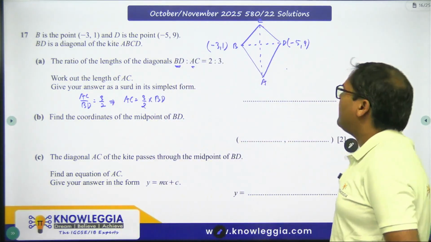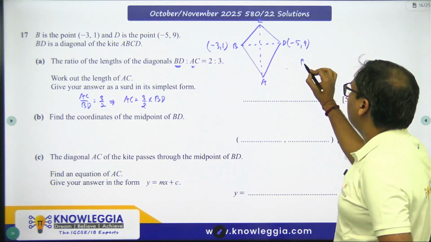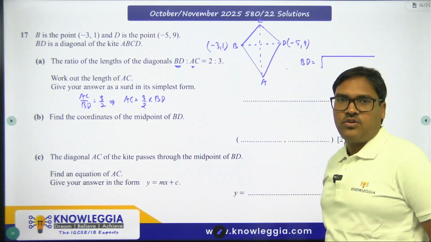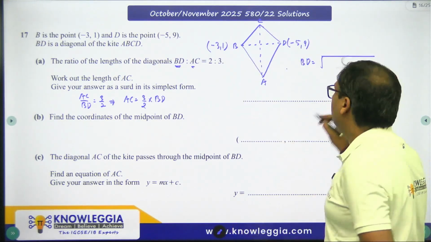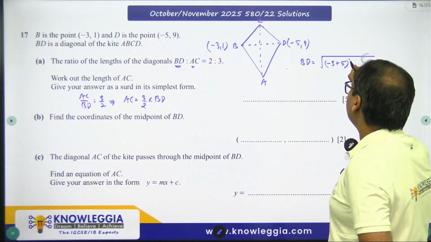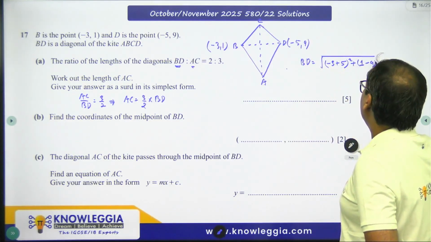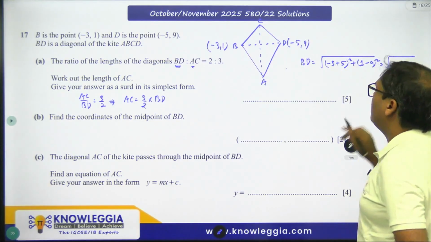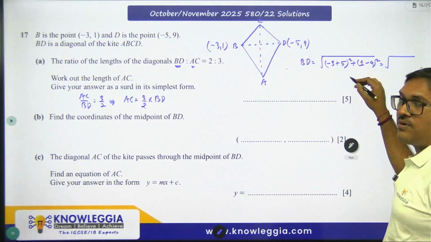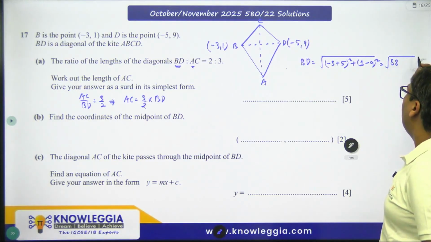Correct? Now how will you get BD? For BD we have the coordinates of B and D, so I can apply the distance formula. What is the BD length? The difference of x coordinates: minus 3 minus minus 5, which is plus 2, squared, and 1 minus 9, squared. This is 2 squared, which is 4, and 8 squared, which is 64. So this is 4 plus 64, which is 68.